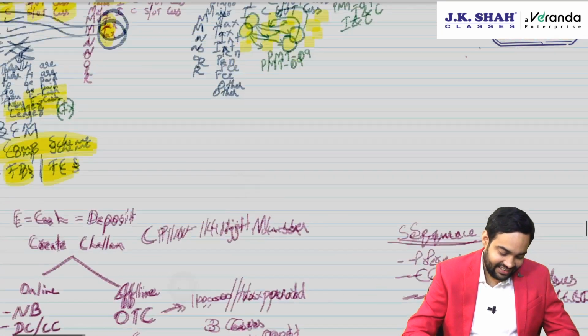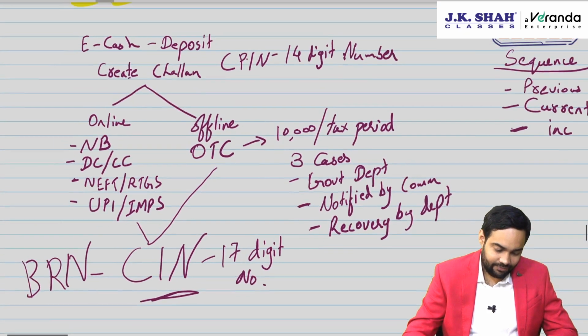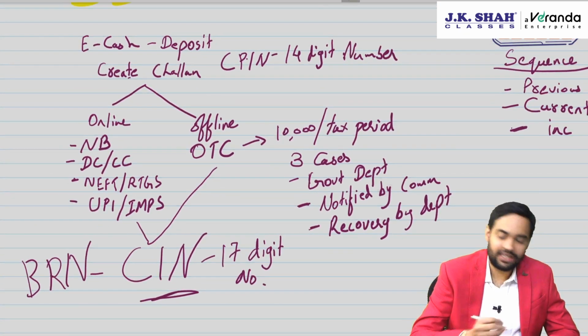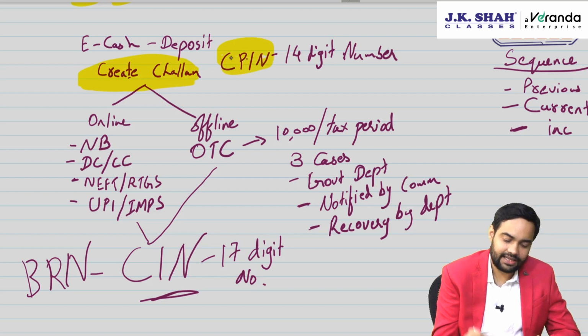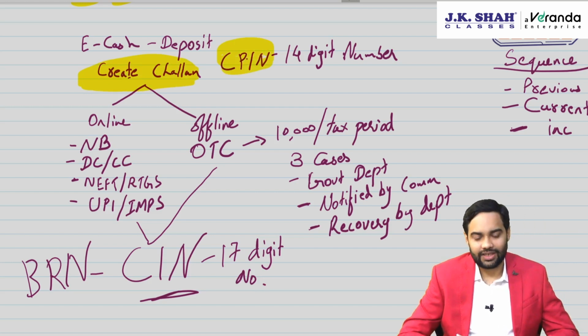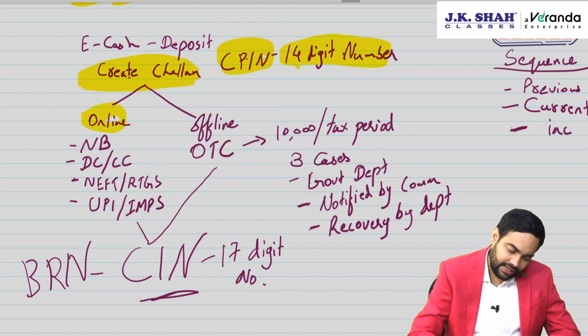Okay, then coming to how do you deposit money in e-cash ledger. See, deposit of money is to be done on the portal. So you have to first create a challan on the government portal. Once you create a challan, you get a CPIN, common portal identification number, which is a 14-digit number. Then you can choose online method of paying or offline method of paying.